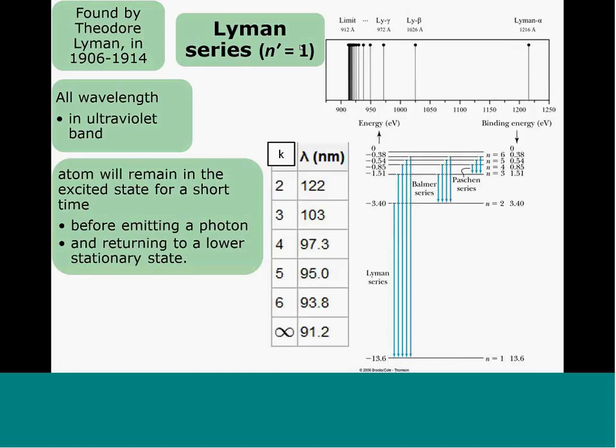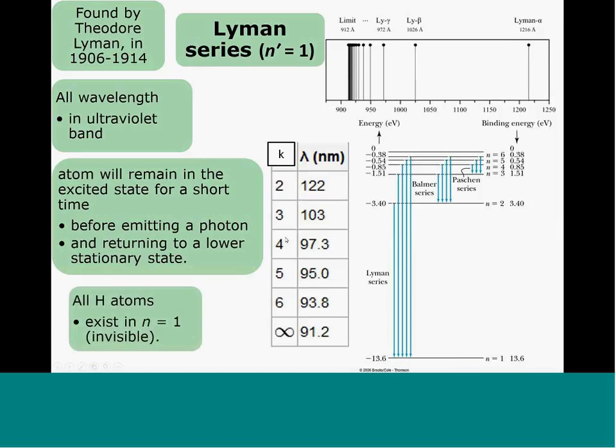Balmer series ni founded by Theodore Lyman dalam tahun 1906 hingga 1911, so 100 years ago. Lyman series ni semuanya adalah dalam wavelength ultraviolet band. The atom remains in the excited state for a short time before emitting a photon and going into a lower energy state. So kalau n equal to 1, k ni akan bermula dengan 2. Kalau n equal to 2, k akan bermula dengan 3 and so on lah.